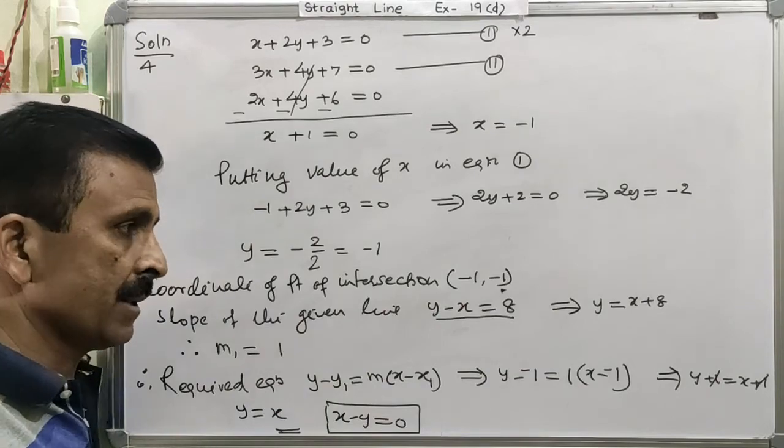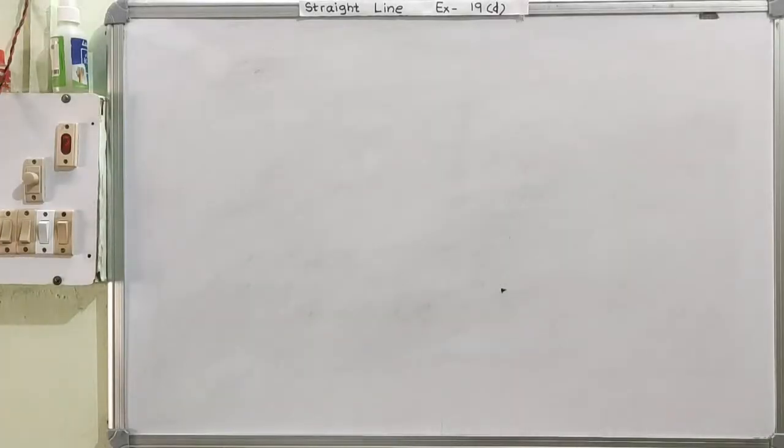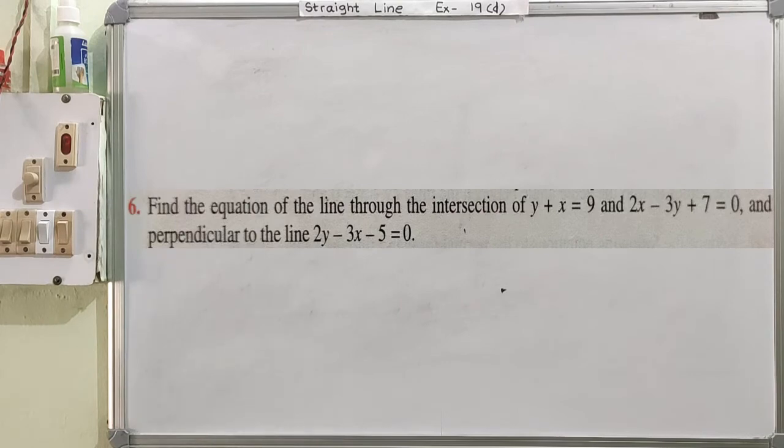Is it alright? Thank you. Now the next question is question number 6. This is the last question for the day and last question of this exercise. This question number 6 is very similar to question number 5. So let us see what is question number 6. Find the equation of the line through the intersection of so and so and perpendicular to the line 2y minus 3x minus 5 is equal to 0.